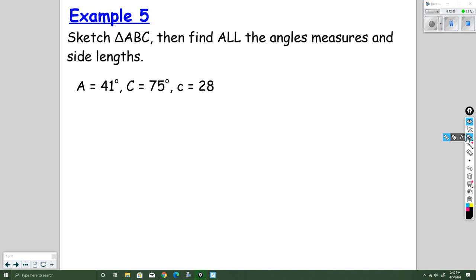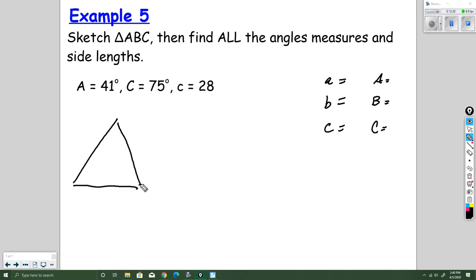Like I discussed in the previous lesson, we could just write down what we're looking for: side A, side B, side C, angle A, angle B, angle C. At the end of the day, we've got to have all six of those things, three sides and three angles. Now let's draw the triangle. It doesn't have to be drawn to scale. You could just draw a basic triangle like that, label it A, B, C, and then fill in the info.